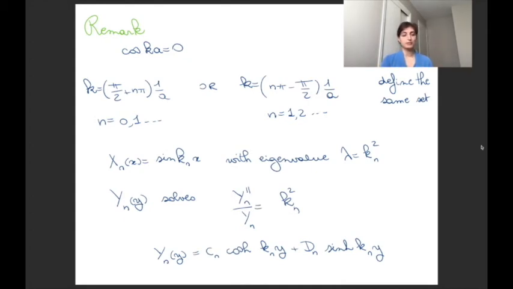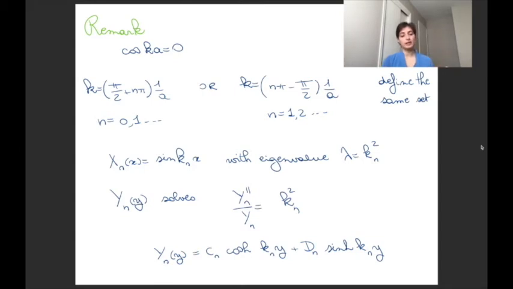Either way, this allows us to find the eigenfunctions X_n that are sin(k_n x) with associated eigenvalue lambda that is k_n squared. Then we can solve for Y_n. What does Y_n solve? Getting rid of some negative signs, Y_n double prime divided by Y_n equals k_n squared. So we can solve this. We know the solution is something we can solve with the characteristic equation.